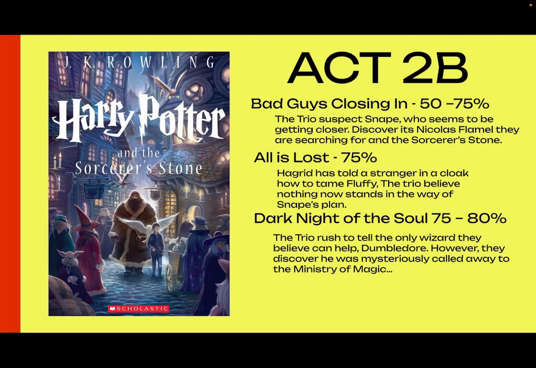As we move into Act 2B, the bad guys are closing in. In Harry Potter, the trio begins to suspect Snape, who seems to be getting closer to his goal, and they discover it's Nicholas Flamel they are searching for, and the Sorcerer's Stone. This is what we call the oh shit moment, where danger begins to pick up.